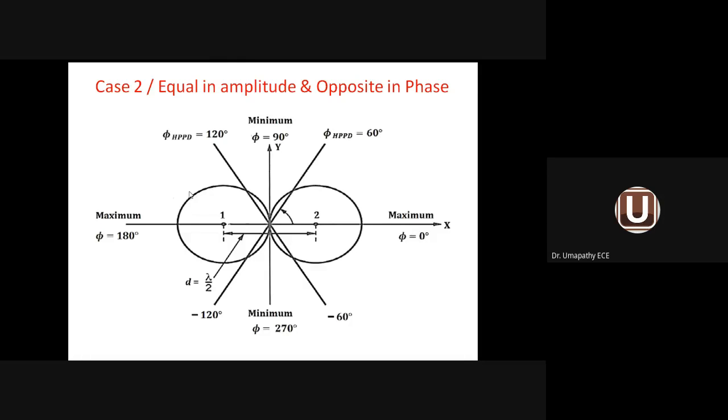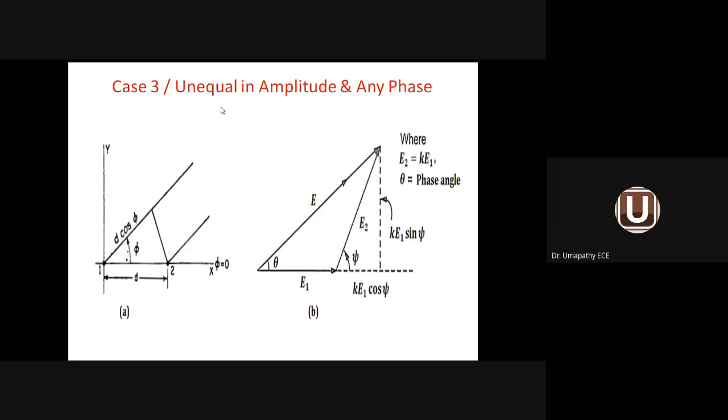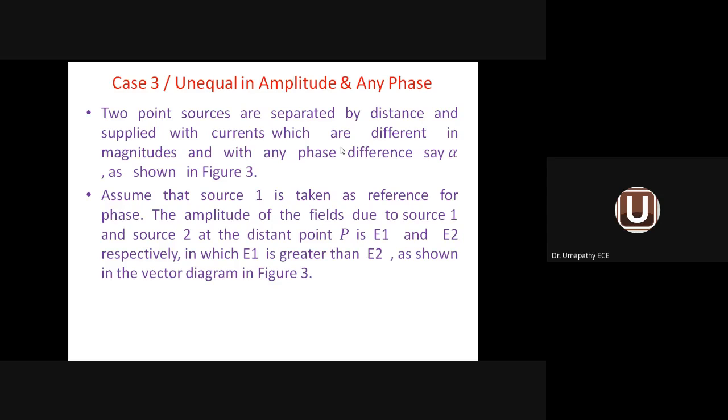We are able to draw the radiation pattern. Figure of 8 pattern. This is in a horizontal manner. Case 1 is in a vertical manner. So case 3, unequal in amplitude and any phase. We are going to calculate only the total field strength due to antenna elements 1 and 2. So that is given by ET.